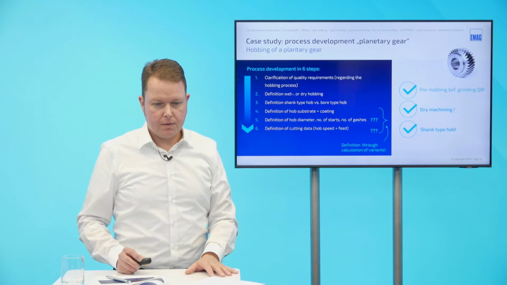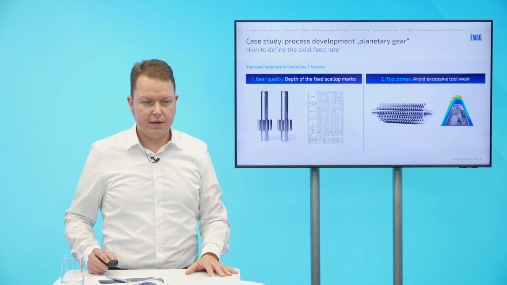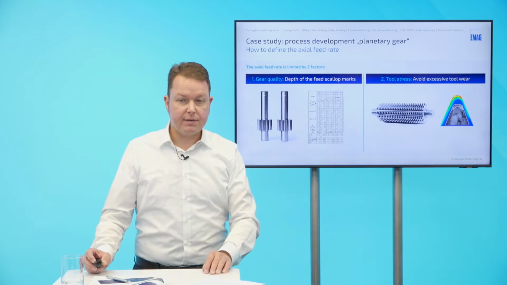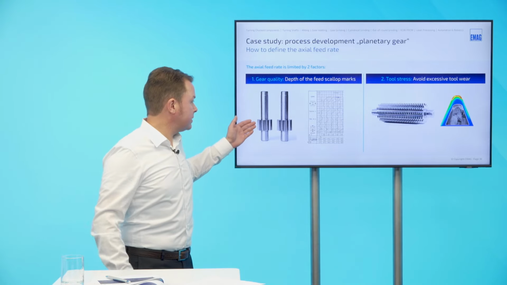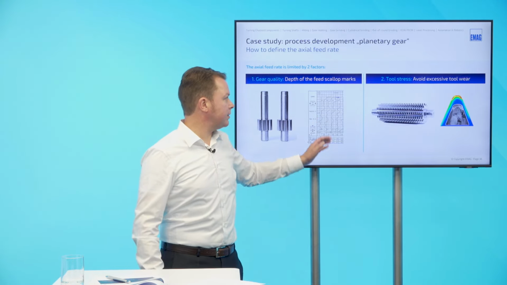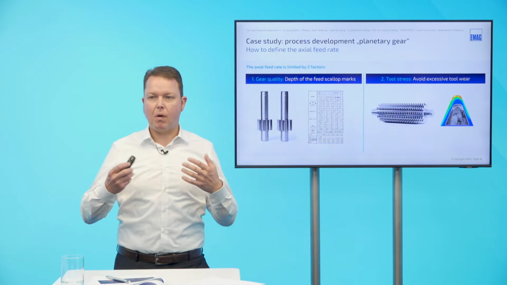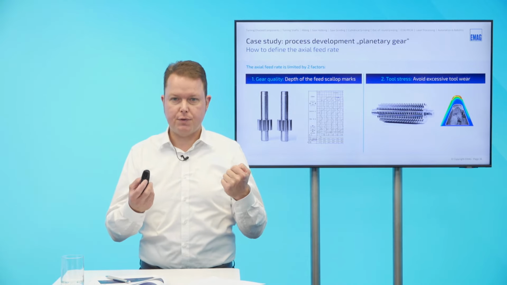Okay, so now we come to the last point here. We have to determine the cutting speed and feed. The feed, as already mentioned, influences the feed rate. We will find this later in our chart. So quality-wise, there is a limitation of the feed rate.